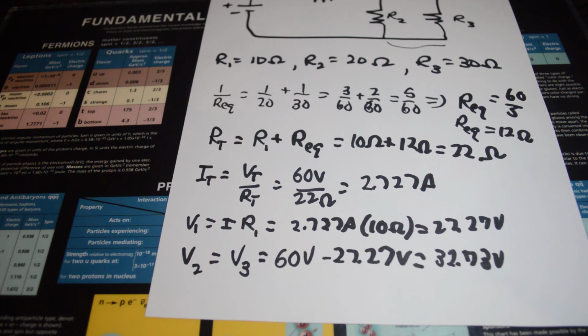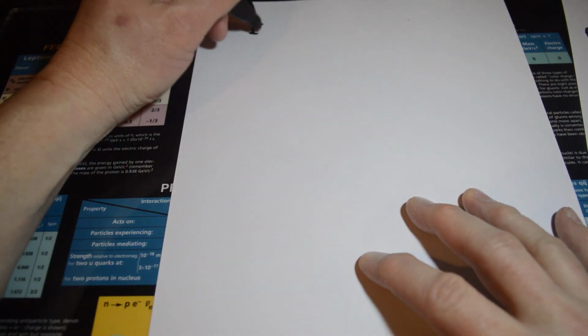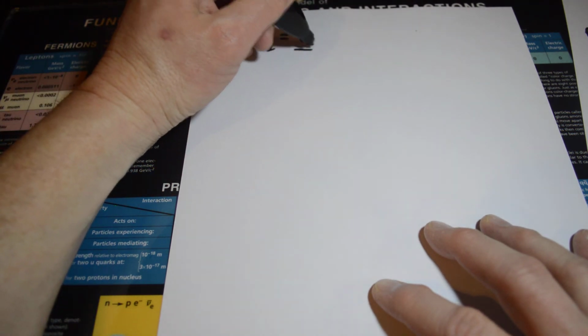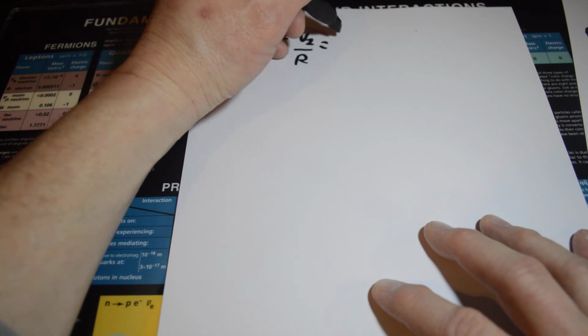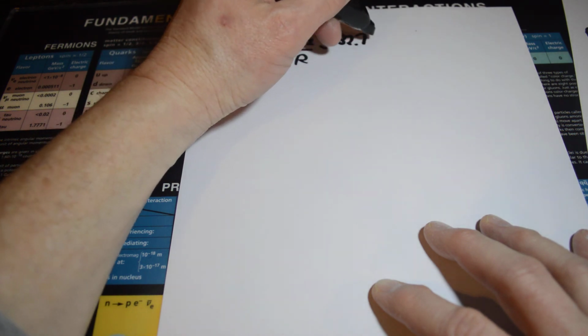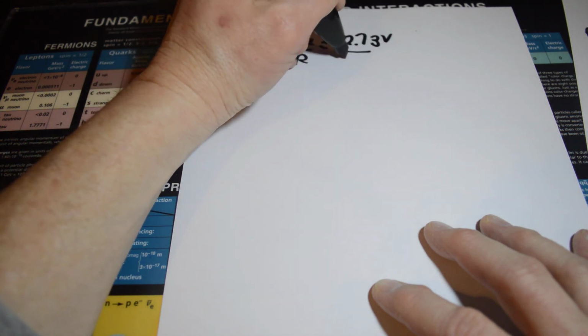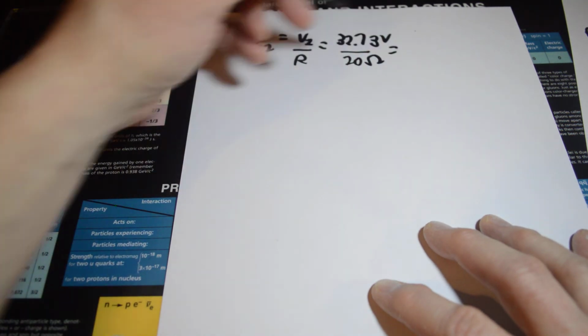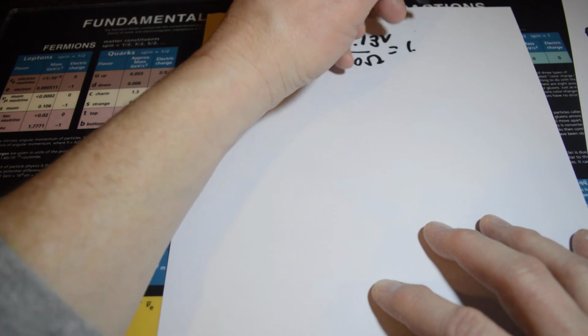And then you could take one last step to find out the current in each one of those. The current in the second resistor would be the voltage divided by the resistance. We just said that it was 32.73 volts, and we divide by 20 ohms, which is the resistance of that, and that gives you 1.636 amps.